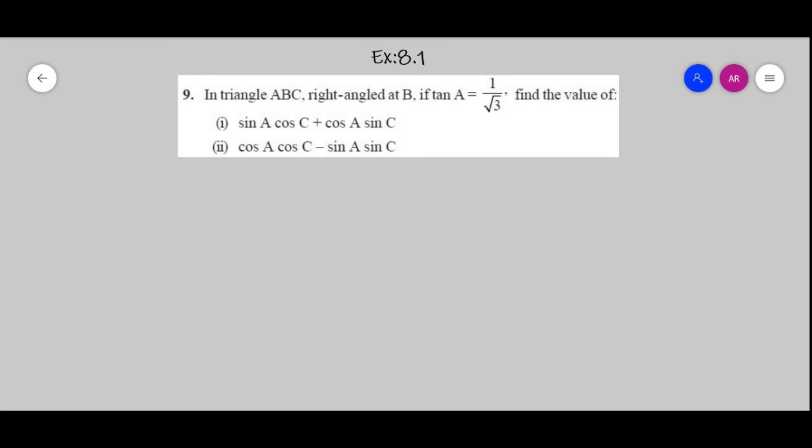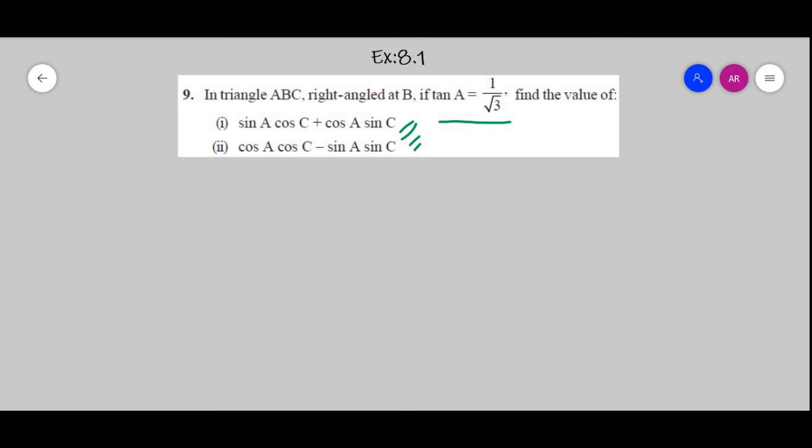We have been given that in triangle ABC, right angle at B, the value of tan A is equal to 1 by root 3. We have to find the values of, first bit, sin A cos C plus cos A sin C, and the second bit, cos A cos C minus sin A sin C. This is also similar to the previous problem. We have been given one trigonometric ratio, tan A as 1 by root 3, and we have to find the other trigonometric ratios itself, and then we will be able to solve it.